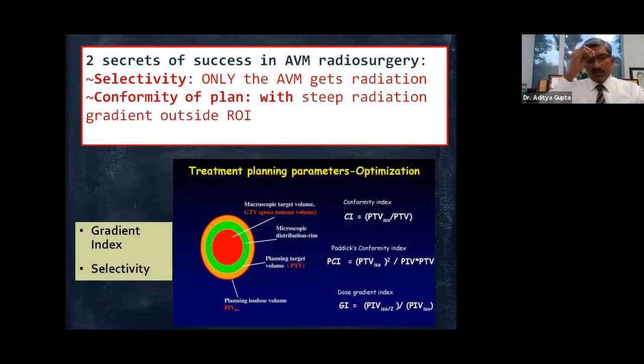The thing I would like to mention here is that, to my mind, there are 2 main factors for success in AVM radiosurgery. One is the selectivity of both your contour and your planning, and both together make sure that only the AVM gets the radiation. And what helps is to have a plan with a high degree of conformity and a steep radiation fall off outside the target volume.